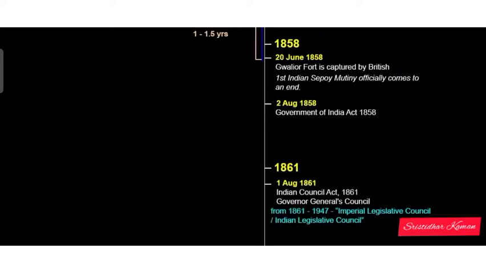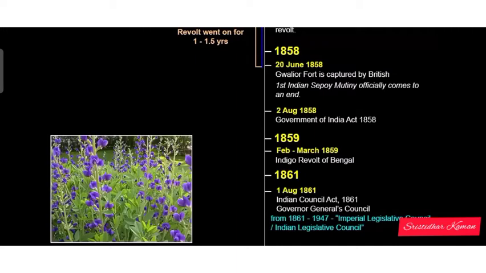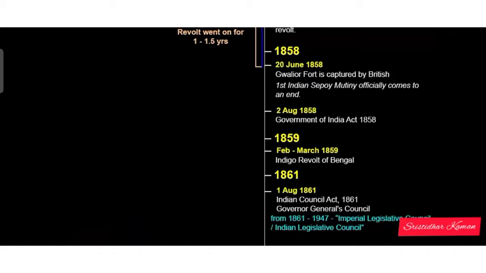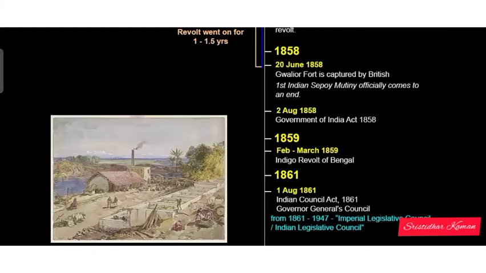By the way, there was a revolt in Bengal in 1859 called the Indigo Revolt of Bengal. Indigo was a commercially profitable plant that had a huge demand in the European market. It was first introduced in the Indian subcontinent by a French trader, Louis Bonnat, in 1777. It was introduced in large parts of today's West Bengal and Bangladesh. The British forced the peasants to plant indigo instead of food crops.